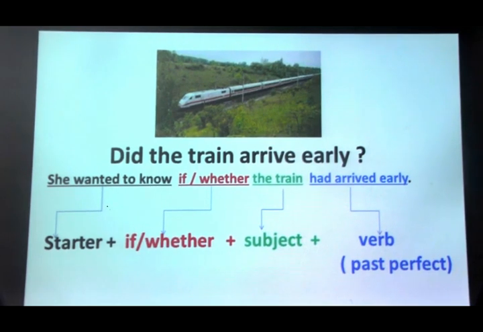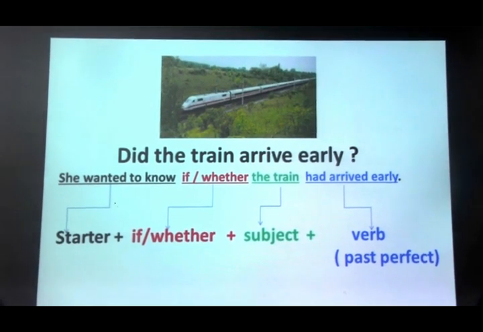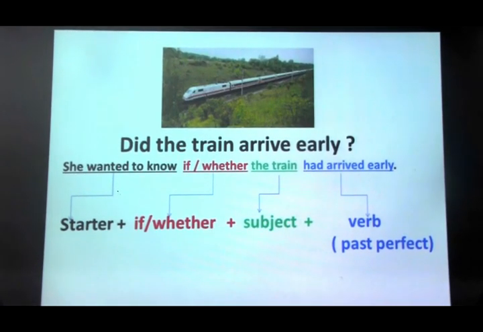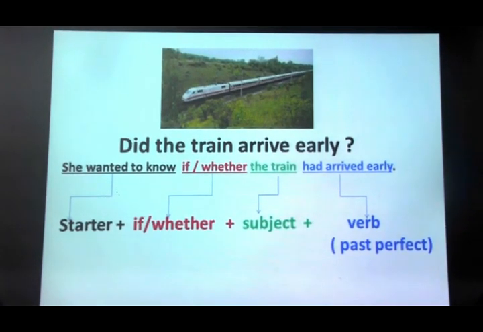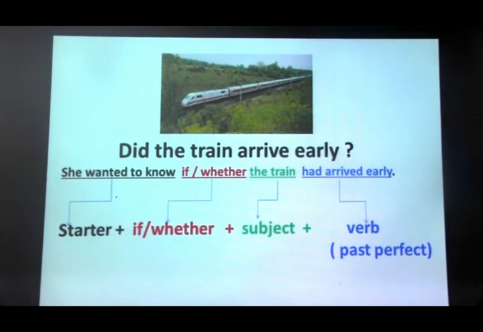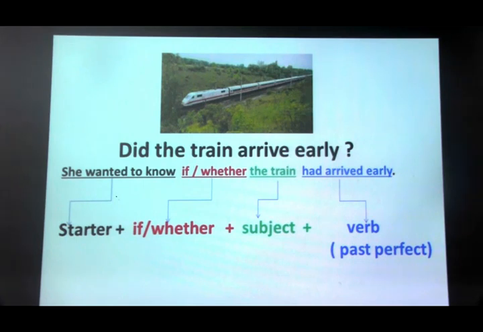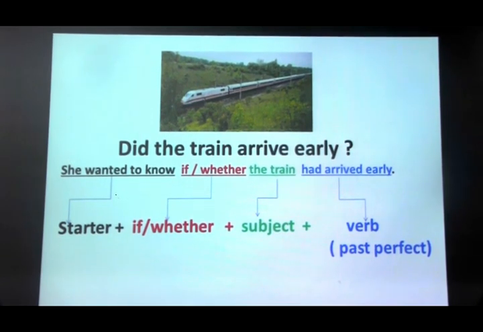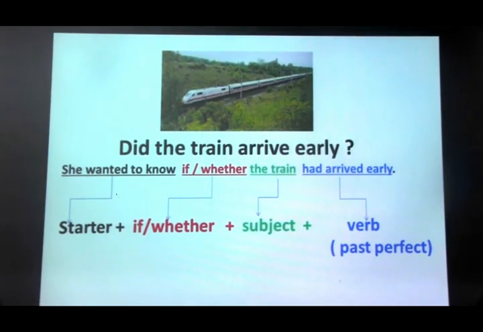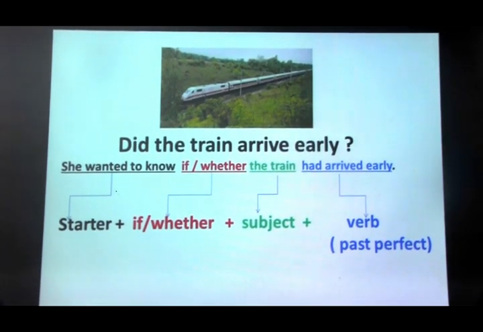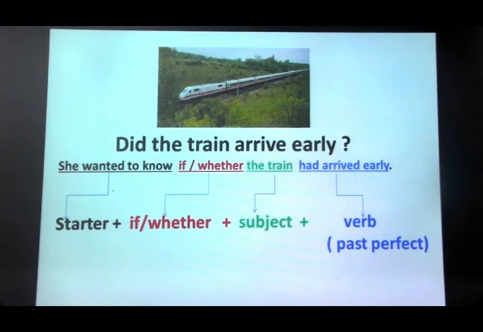Okay. She wanted to know is the starter. Again, the starter is a verb we use in order to introduce our reported question. It can be wanted. For example, she wanted to know, she wondered, they asked us or they asked me. Okay, and it should be in the past form. She wanted to know, it is the starter, if or whether. Okay, and the train here is the subject, and had arrived is the verb, and pay attention, it is in the past perfect.